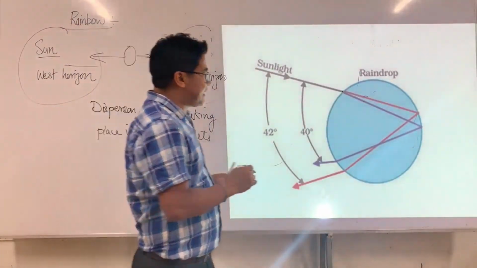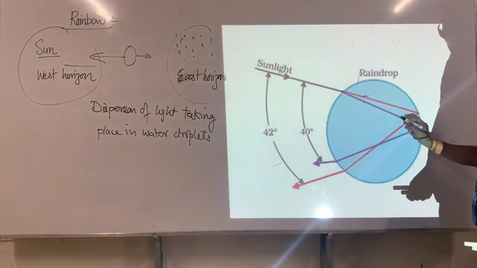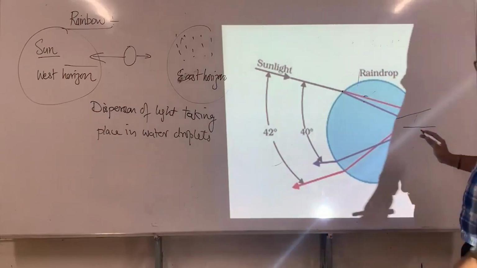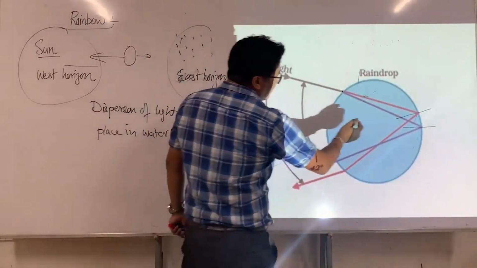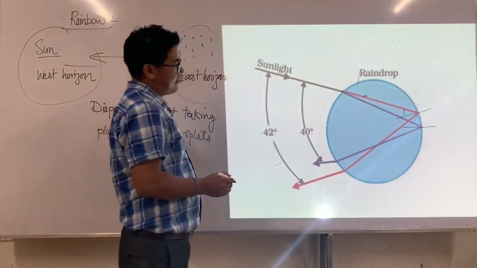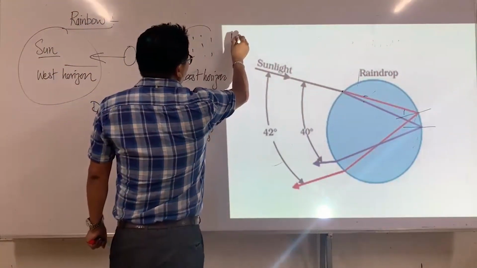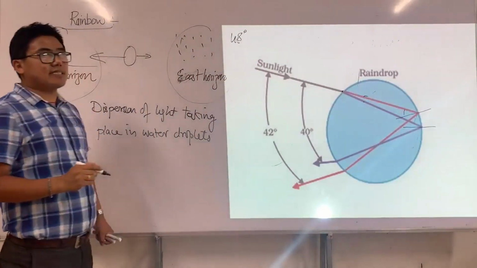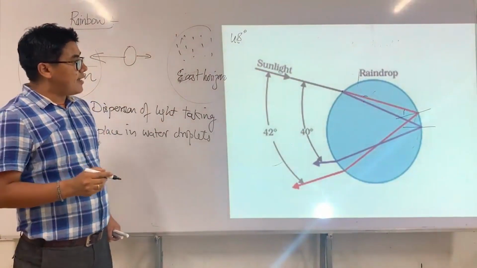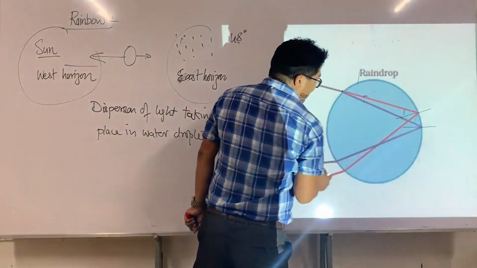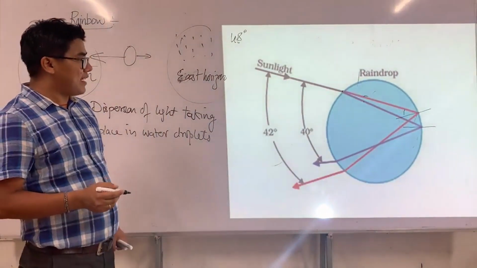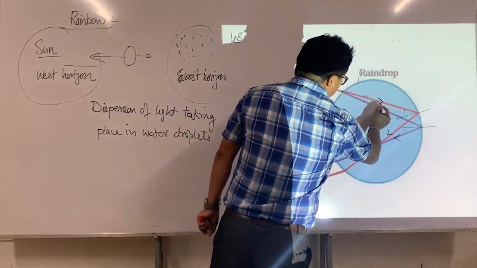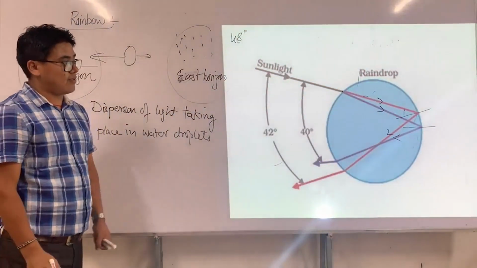Now the next thing is this angle with respect to the other surface. Now look here. If this angle of incidence is more than, let's say, 48 degrees, so 48 degrees is the critical angle for water, then instead of refraction, it undergoes total internal reflection.